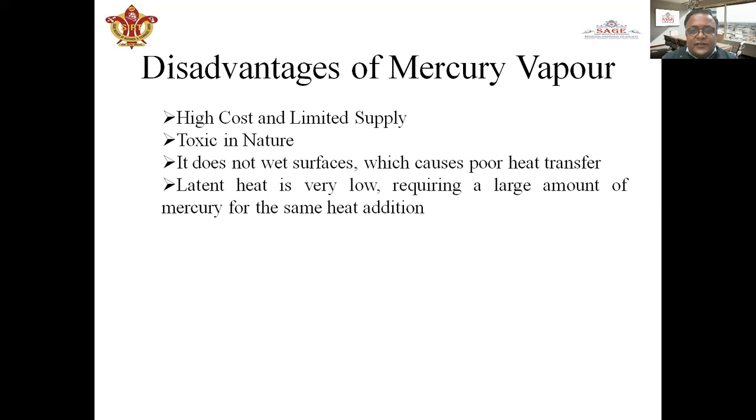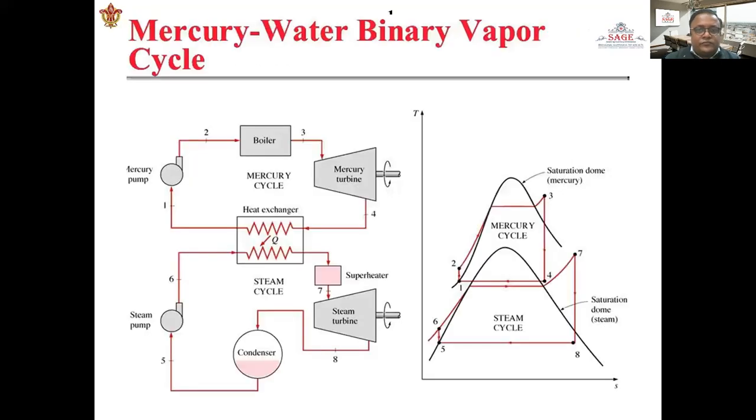This is another disadvantage, because it does not wet the surfaces connected with a number of parts. Latent heat is very low, requiring a large amount of mercury for the same heat addition, and mercury is very high in cost.